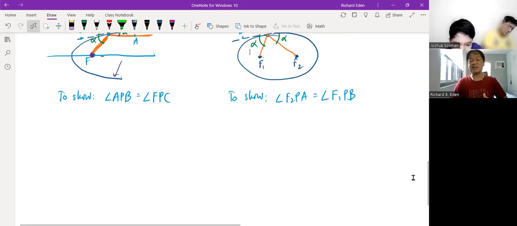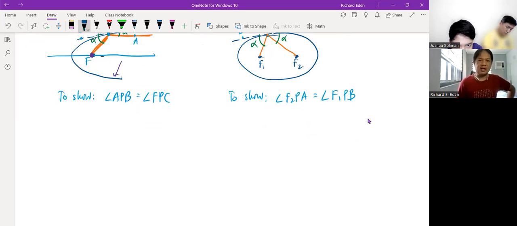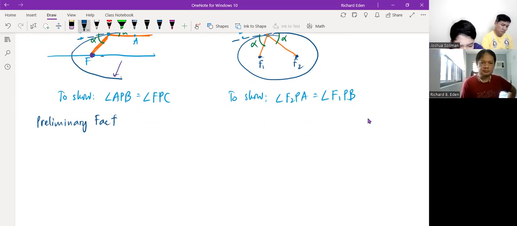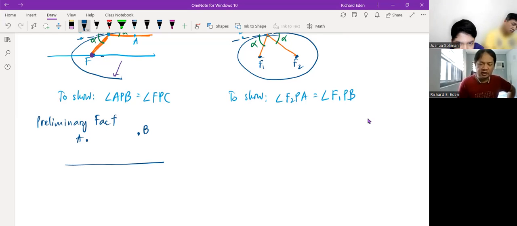Okay, and then if we can do that, then that will be justification for the reflective property of parabolas and ellipses that we all know. So before I prove these two things, a preliminary fact. Let's say you have 2 points, A and B, not on a line, but they're on the same side of the line. And then on the line, there are going to be infinitely many points.